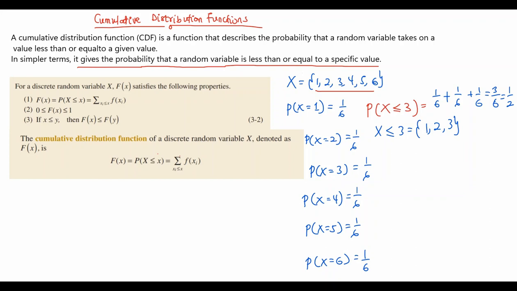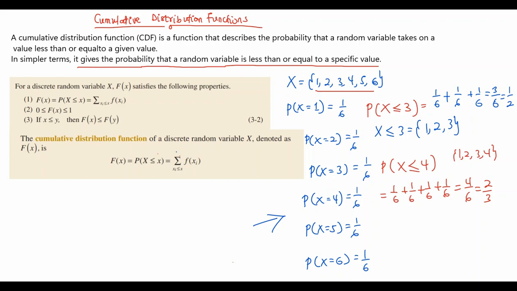You may be asked to find the probability that x is less than or equal to 4. In this case, you have 1 over 6 plus 1 over 6 plus 1 over 6 plus 1 over 6, because you consider x values 1, 2, 3, and 4. So you get 4 over 6, which gives us 2 over 3. This is what the cumulative distribution function is about. It gives the probability that a random variable is less than or equal to a specific value. That's what it means.